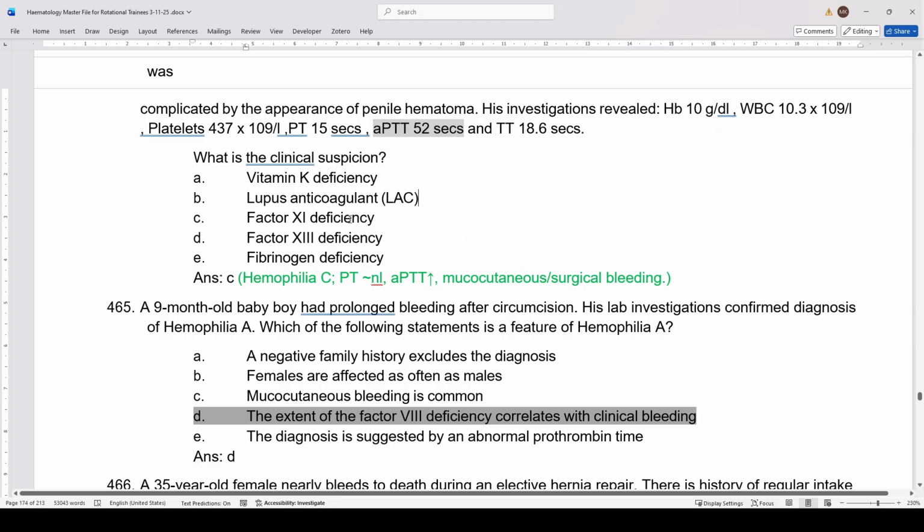Factor 11 deficiency, or most probably factor 13? In factor 13 deficiency, everything is normal, PT and APTT will be normal. And in fibrinogen deficiency, PT, APTT and TT will all be prolonged. So this is a case of factor 11 deficiency. Hemophilia C: PT normal, APTT raised, and the patient has bleeding in factor 11 deficiency. Patients don't bleed like hemophilia B and hemophilia A. They bleed whenever there is some surgery or some injury.